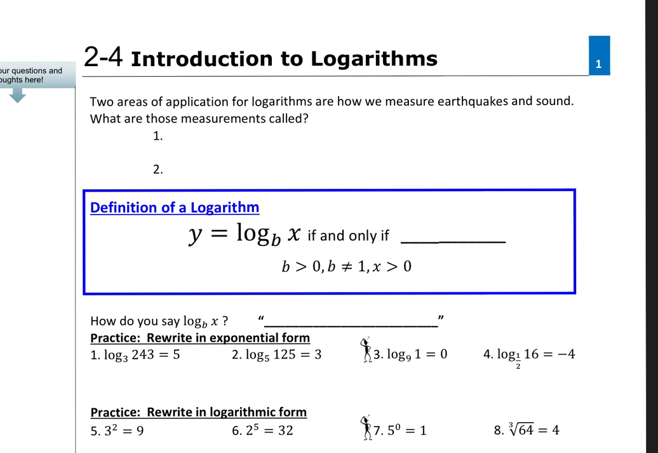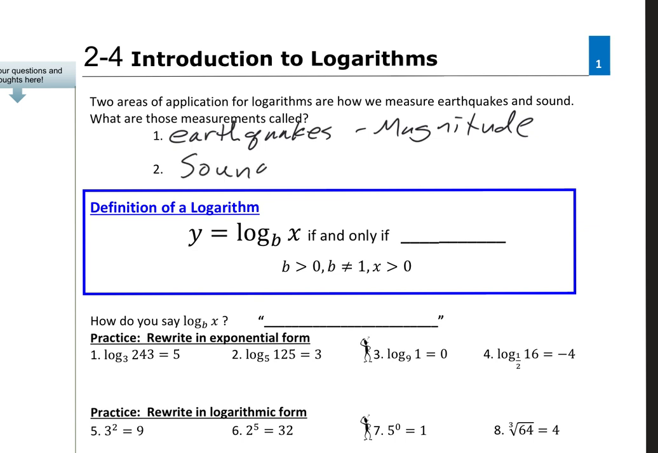Some applications of logarithms. There's two areas where you've probably heard of logarithms without even knowing that you were hearing about it. Whenever you hear the news talk about earthquakes, earthquakes are measured with magnitude, and this actually uses logarithms. And then also, if you've ever heard about the measurement of sound in decibels, this is also something that uses logarithms. Just some application there for you to understand what it's for.